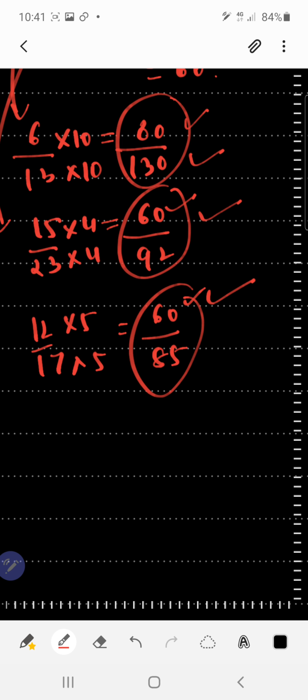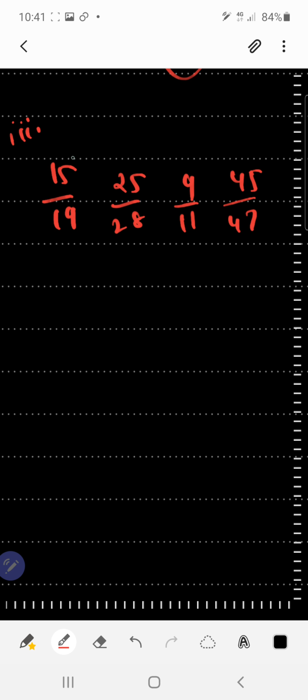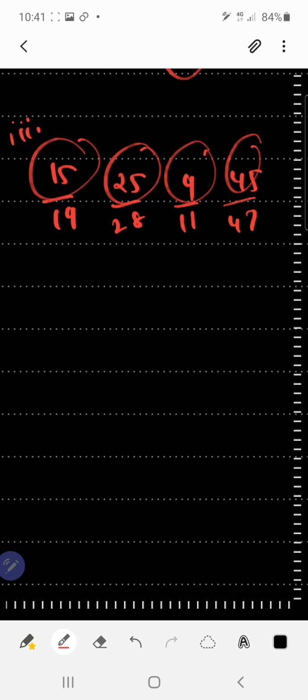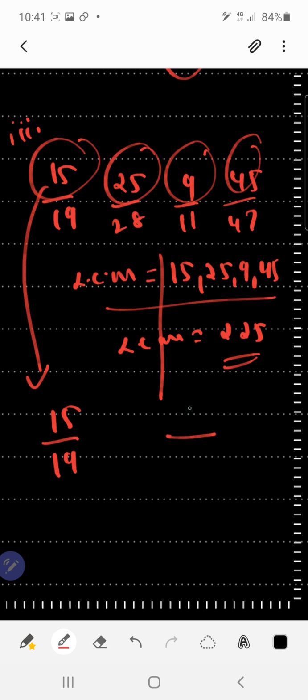Clear? Similarly in that you have third, which says 15 upon 19, 25 upon 28, 9 upon 11, 45 upon 47. You have different numerators. You have to make the LCM of numerator your first step, that is 15, 25, 9 and 45 का LCM लेना है. And the LCM, my dear kids, you will get is 225. I know it's a bigger number, but you have to go for it. My dear kids, I am giving you an answer of LCM, but you have to manually do it. Okay? Once you got that, you have to make your numerator as 225.